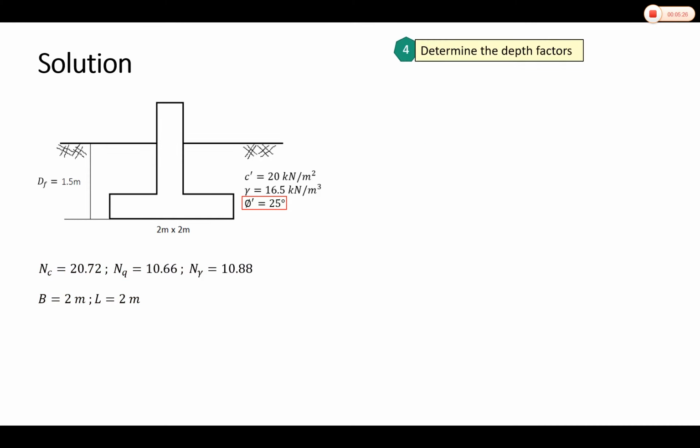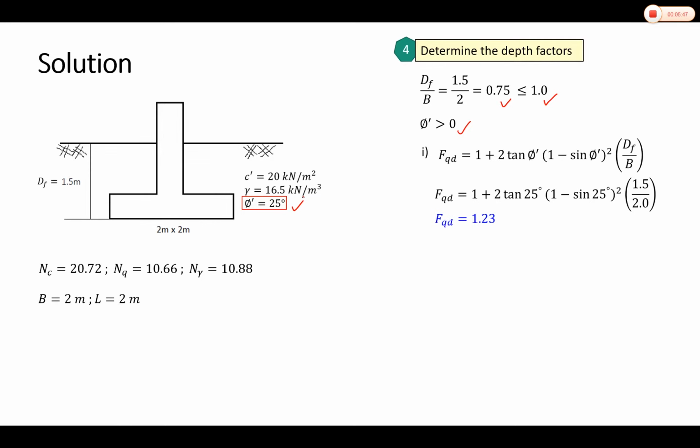Now, we need to determine the depth factors. So this is the equation. We need to check first DF over B, whether it's less or more than 1. We have 0.75, which is less than 1. And the condition is also that the angle of friction is more than 0. So this is the equation that we will use for FQD.